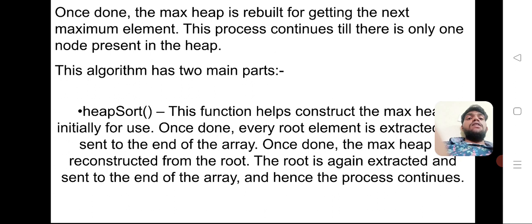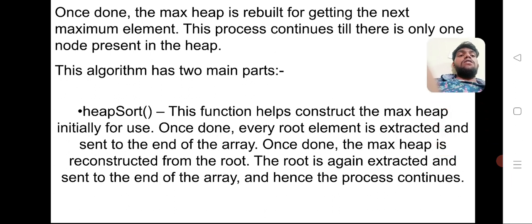This algorithm has two main parts. Heap sort: this function helps construct the maximum heap initially. Once done, every root element is extracted and sent to the end of the array. Once done, the max heap is reconstructed from the root. The root is again extracted and sent to the end of the array, and hence the process continues.